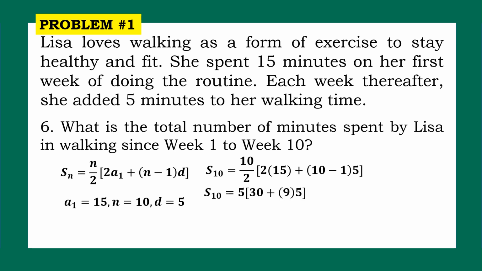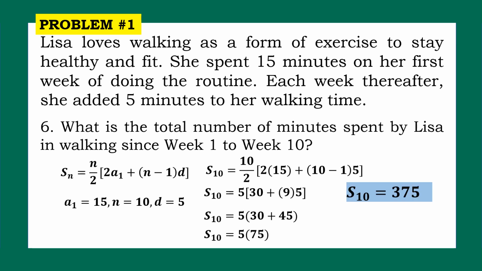And then we simplify. We have 10 over 2, which is 5, 2 times 15, which is 30, and 10 minus 1, which is 9. And then we multiply first the 9 times 5. It will give us 45. Simplifying what is inside the parentheses, it will give us 30 plus 45, and that is 75. And then we multiply it by 5, and the sum of the 10 terms is equal to 375. So it means that the total number of minutes spent by Lisa walking from week 1 to week 10 is 6 hours and 15 minutes.